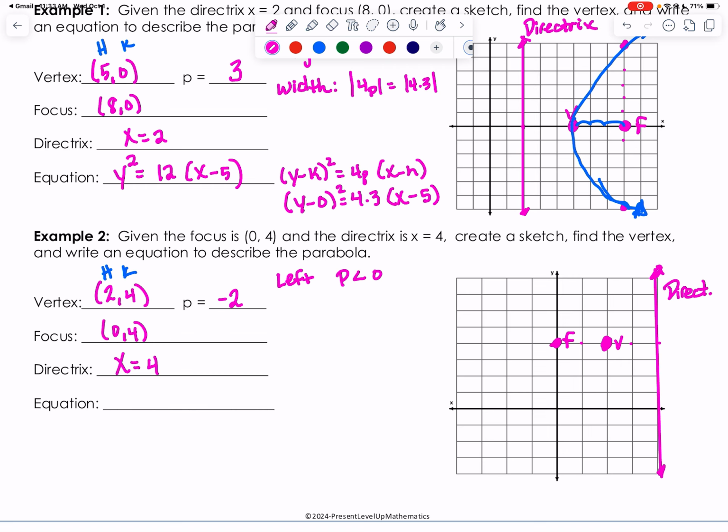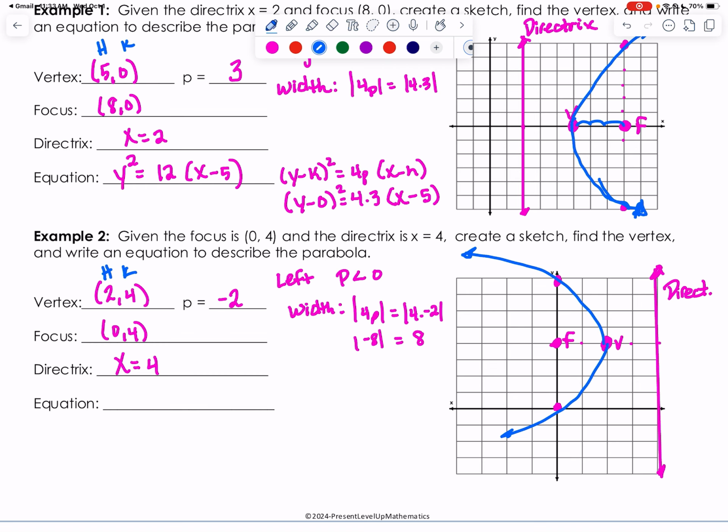All right, now to get the width of the parabola, it's the absolute value of 4 times p. So that would be the absolute value of 4 times negative 2, which is the absolute value of negative 8, which is 8 units. So from the focus, I want to go up 4, 1, 2, 3, 4, and down 4, 1, 2, 3, 4. Now I'm going to connect those with a U shape. So there's my parabola that's opening to the left.